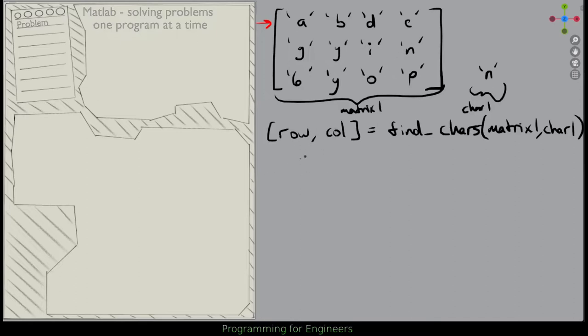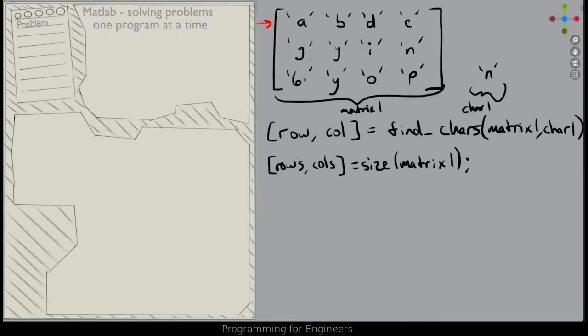So to do this, I want to go through 1, 2, 3, three rows and four columns. And the way I can do this is use size to check the size of matrix one. So rows, columns equals size of matrix one. Okay, this will tell me how many to go through.